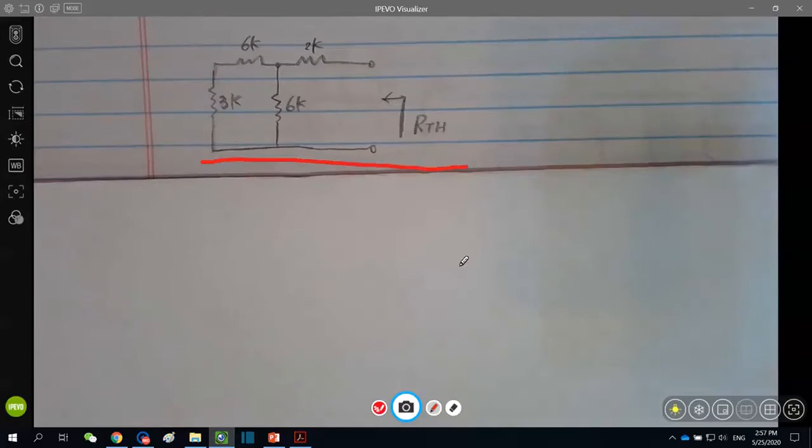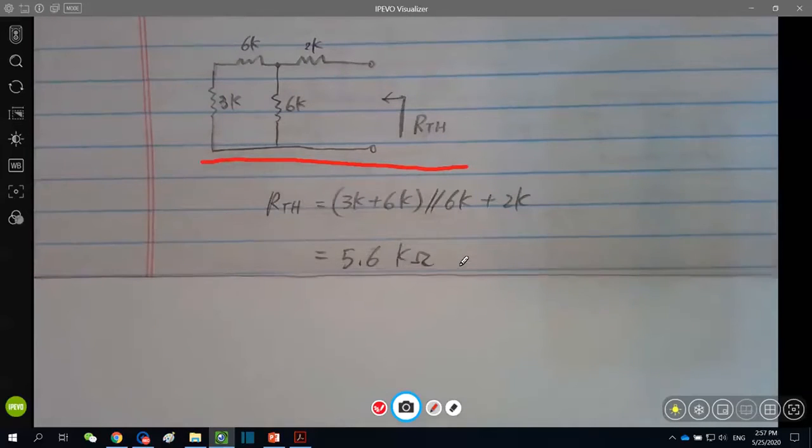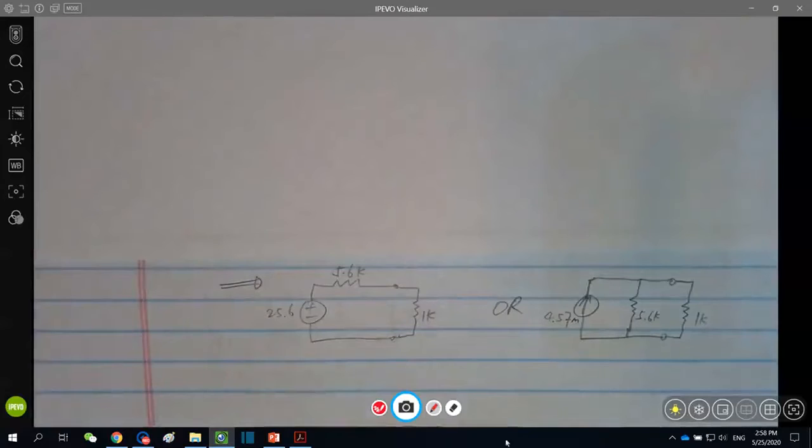No matter what, you have to somehow come up with this correct circuit. If any trouble, just let me know. Okay, and from which we can do the combining based on the module 1 knowledge. So we end up with 5.6 kilo ohm as RTH. So now we have both Vth and RTH. And the result is the Thevenin equivalent circuit, just like this.